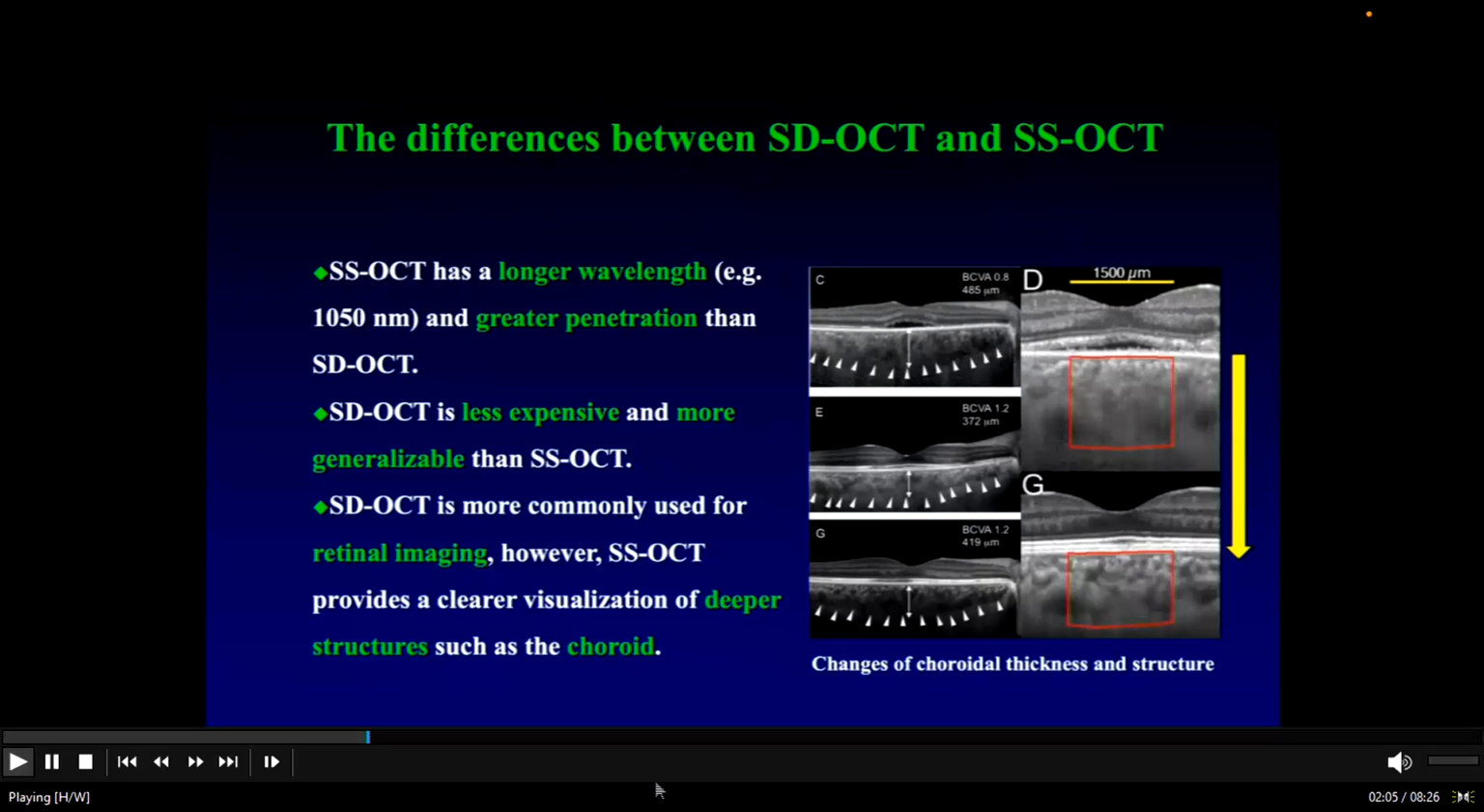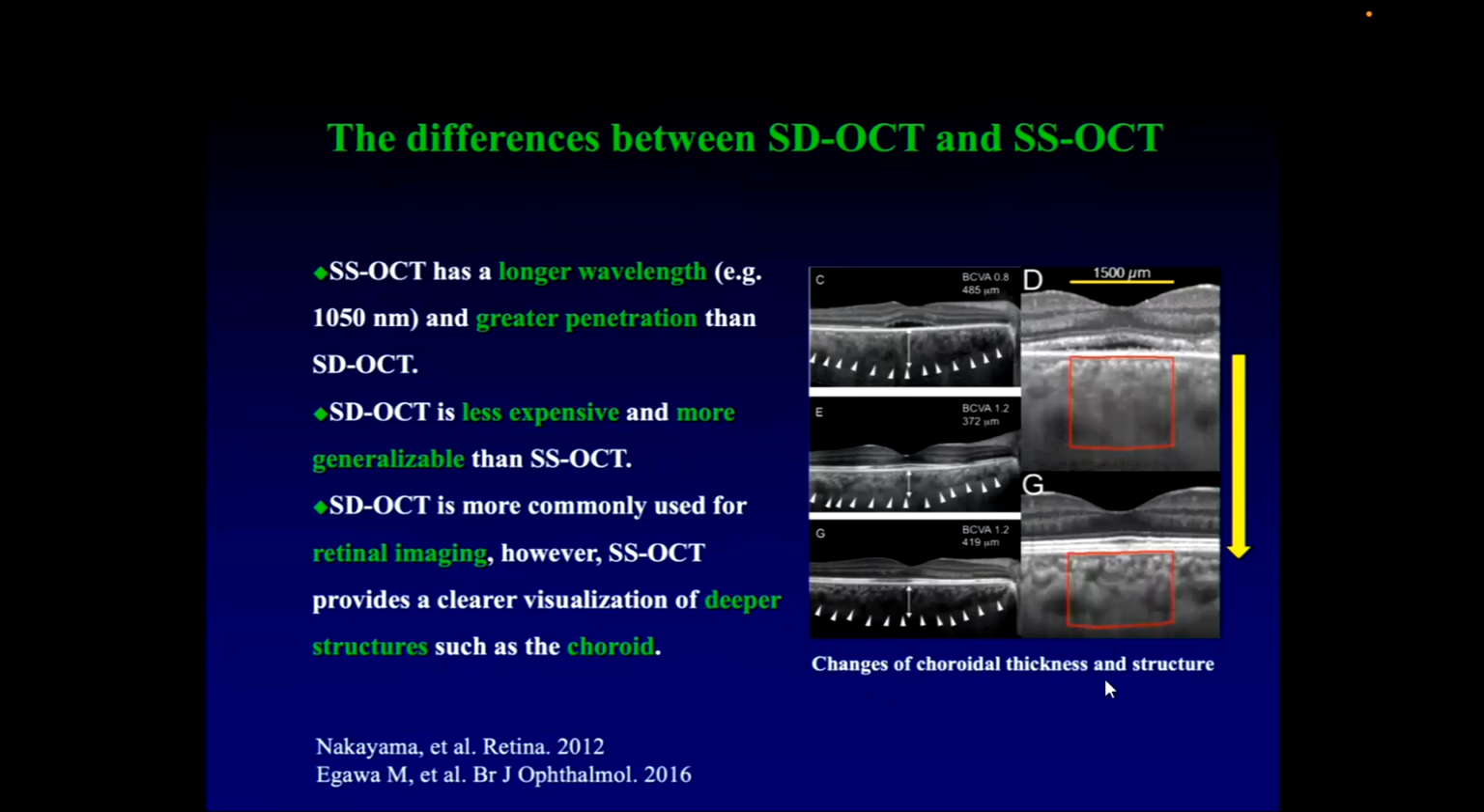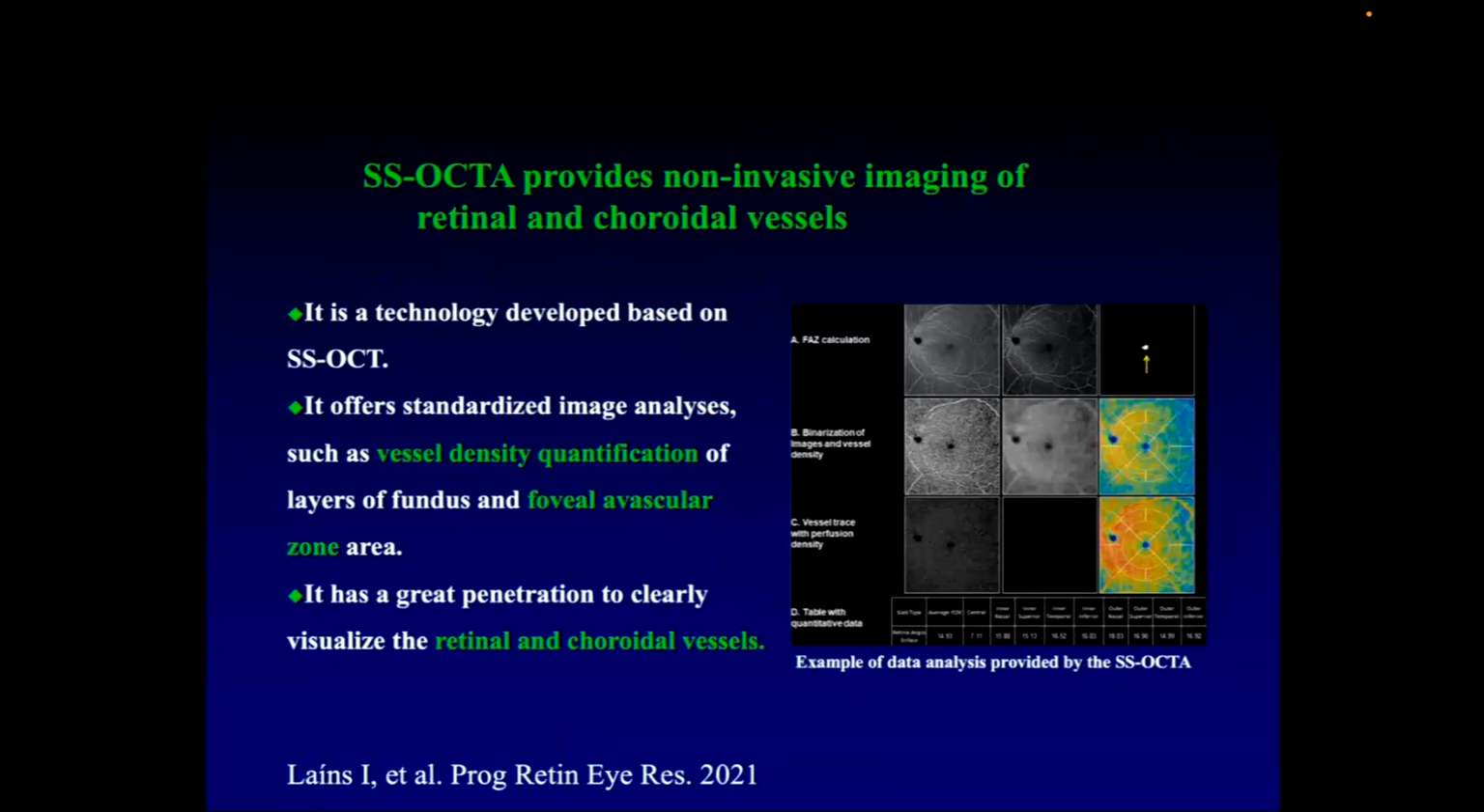There are some differences between SD-OCT and SS-OCT. SS-OCT has a longer wavelength and greater penetration than SD-OCT. SD-OCT is less expensive and more generalizable than SS-OCT. SD-OCT is more commonly used for retinal imaging. However, SS-OCT provides a clear visualization of deeper structures, such as the choroid.